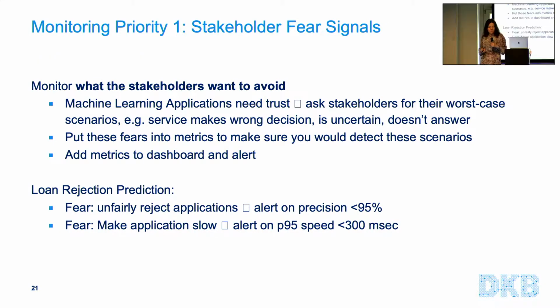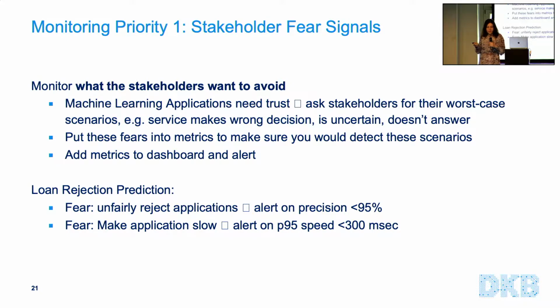Another priority one signal that I would recommend is stakeholder fear signals. Sometimes when you work with business stakeholders, they're not only happy about the potential of your machine learning model, they're also very worried about potential downsides. So what I usually do when I work with a client, I ask them, what are potential risks you see, what are scenarios you definitely want to avoid, and I put these metrics also on a dashboard. For the loan rejection, for example, they obviously wanted us to not reject customers that would have been accepted. So we have this live test set.